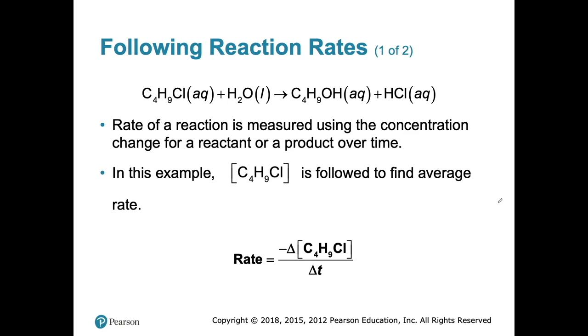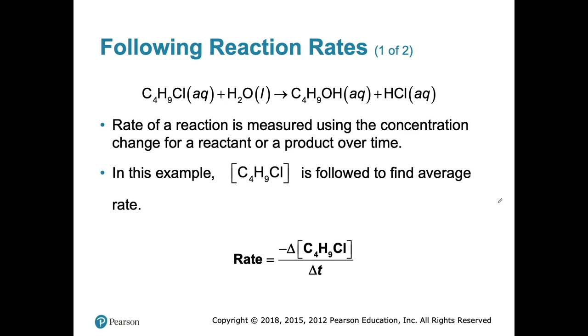Well, if you think about it, chlorobutane is being changed into butanol. So we're losing chlorobutane as time passes. Does that make sense? And since we're losing chlorobutane as time passes, that's why it's a negative number. So if we were to put a product there instead, like hydrochloric acid or butanol, it would be a positive number, because we're getting more of those. Does that make sense?